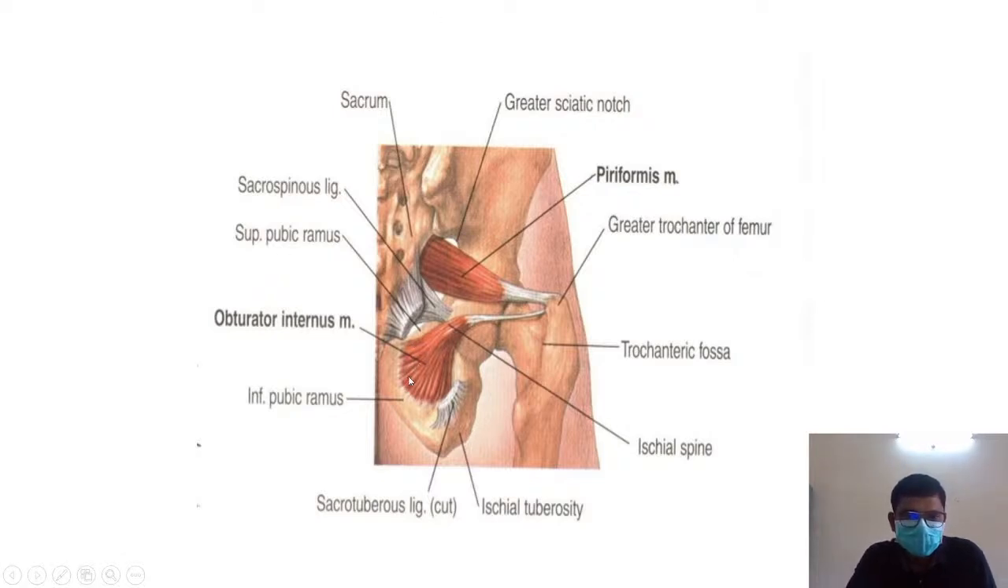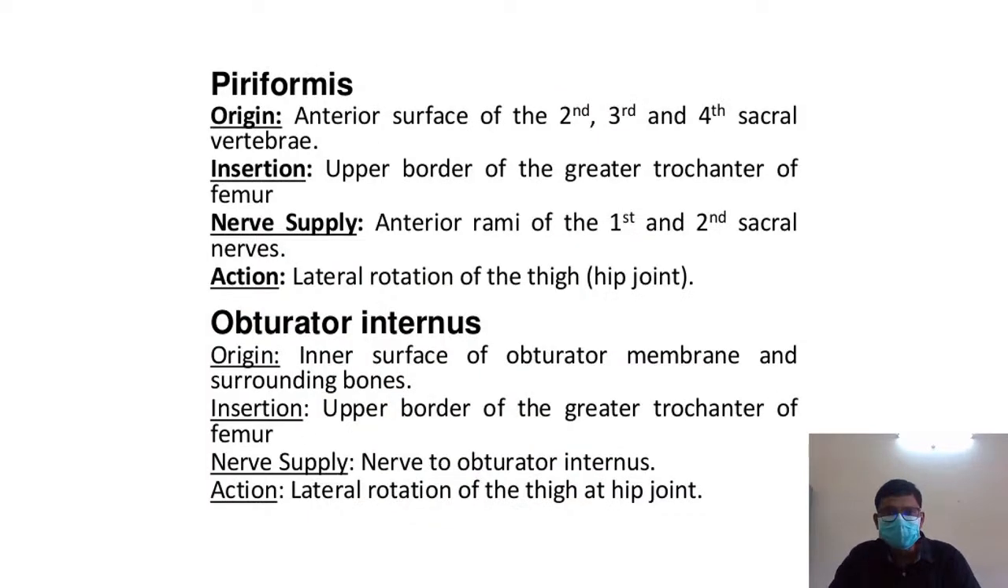So from the whole obturator membrane and also from the adjacent part of the bone, this obturator internus muscle takes its origin, and then slowly it travels and gets inserted over the upper border of the greater trochanter of the femur. This obturator internus is supplied by the nerve to the obturator internus, which is a special nerve, and its action is that it helps in the lateral rotation of the thigh at the level of the hip joint.